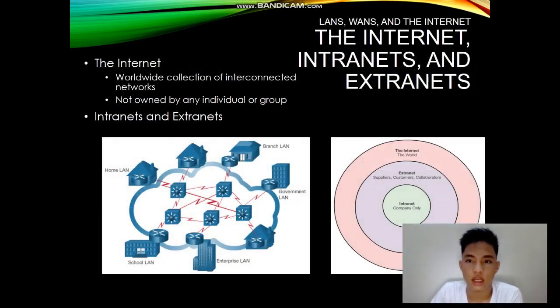The intranets and extranets, and the internet. The internet is a worldwide collection of interconnected networks, not owned by any individual or group. An intranet covers the company only, and an extranet covers the suppliers, customers, and collaborators. So the internet covers the whole world.